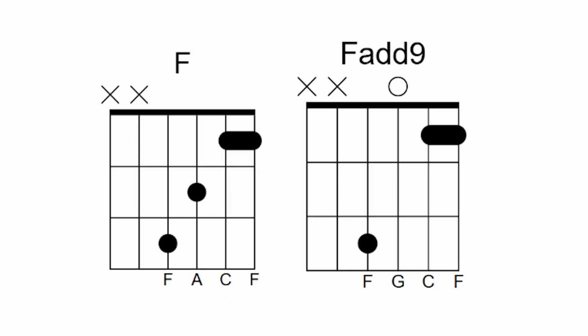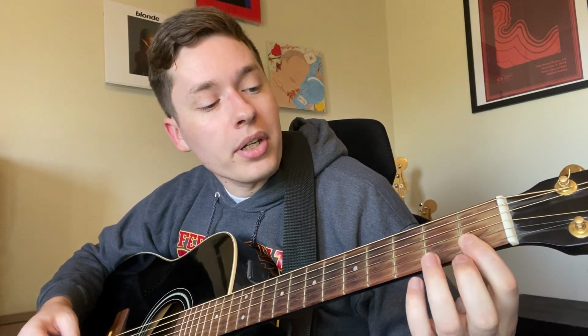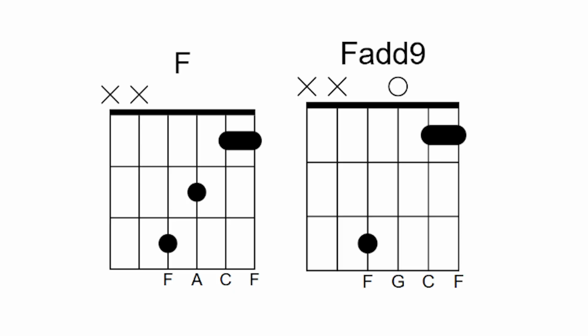All right, so our next shape is going to be F add 9. So for this F add 9, we need to find a space to put a G. So here's our shape for this one. We're going to fret these 2 highest strings on the first fret. And you can do that with just pushing both down with your index finger. We're going to leave the next string open. That third one right there is going to stay open.